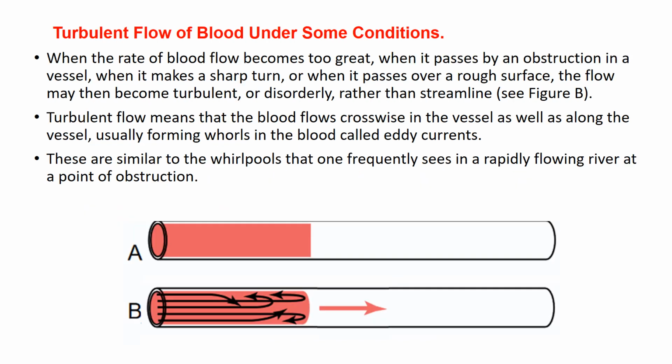Turbulent flow of blood under some conditions. When the rate of blood flow becomes too great, when it passes by an obstruction in a vessel, when it makes a sharp turn, or when it passes over a rough surface, the flow may then become turbulent, or disorderly, rather than streamlined. See Figure B. Turbulent flow means that the blood flows crosswise in the vessel as well as along the vessel, usually forming whirls in the blood called eddy currents. These are similar to the whirlpools that one frequently sees in a rapidly flowing river at a point of obstruction.